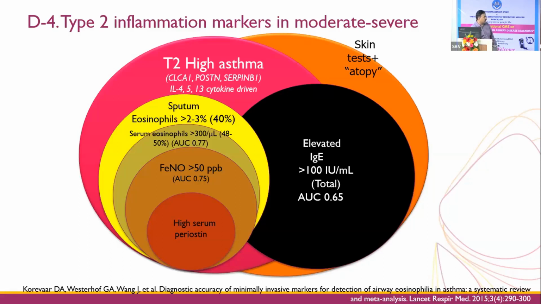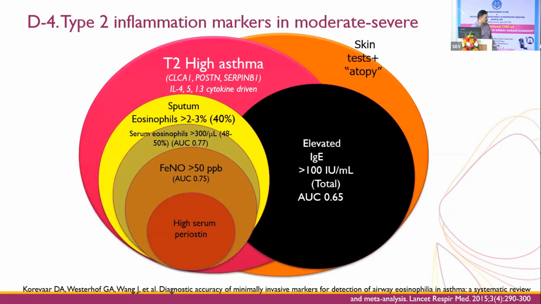And the conventional tool for T2 high is sputum eosinophilia, for which we use a cutoff of 2% or 3% depending on the study. And we know that it will only pick up 40% of those with gene expression. The lab has shown that of this particular gene expression, only 40 to 50% of them will be picked up by sputum eosinophilia, which we consider the reference. Using serum eosinophils or using FeNO will again only pick up 70 to 80% of those with sputum eosinophilia. So there is a gap between these, which is why clinical interpretation becomes very important.